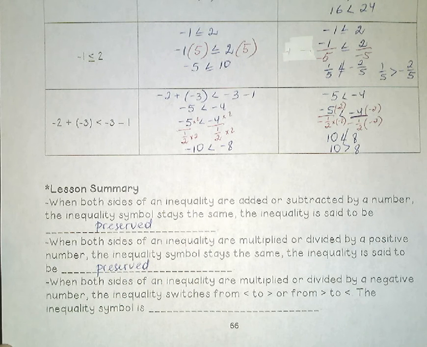When both sides of an inequality are multiplied or divided by a negative number, the inequality switches from less than to greater than or from greater than to less than. The inequality symbol is reversed.